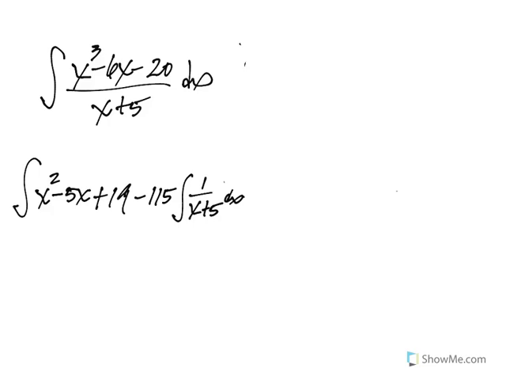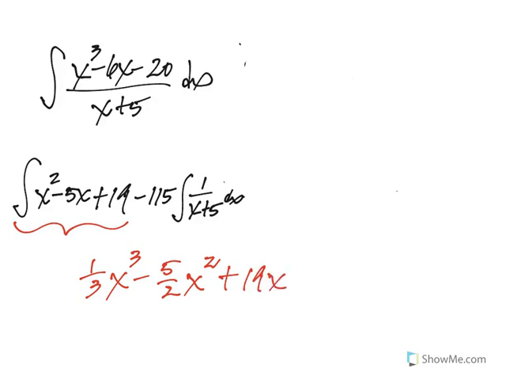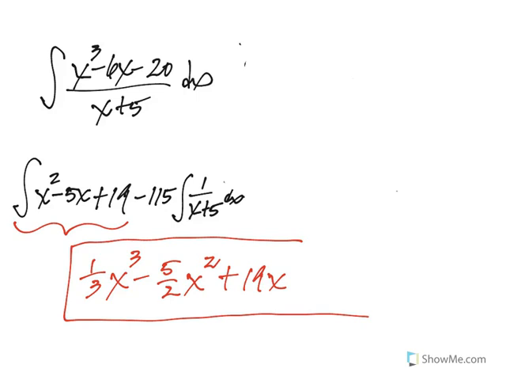Now, the first three here, you can see, are easy to integrate. So I'm just going to go ahead and integrate these. It's power plus 1 over power plus 1. That gives me an answer of 1/3 x cubed. That's power plus 1 over power plus 1. That's negative 5/2 x squared. And 19, of course, goes to plus 19x. The only question is, what is that last integral going to give me?